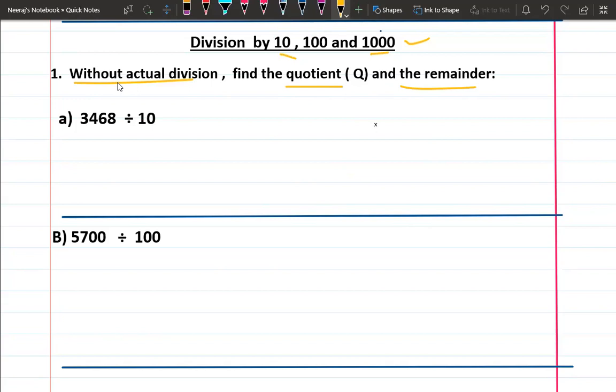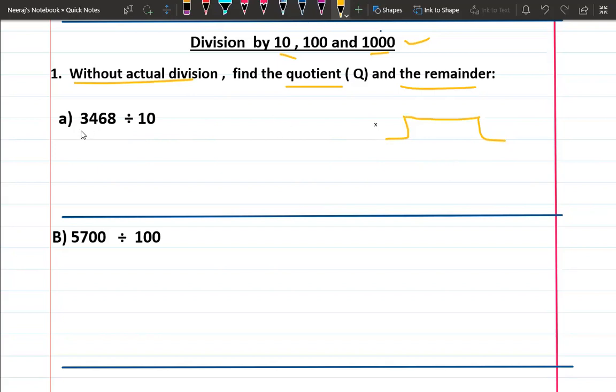Let's start. Firstly, most of the children will solve the question like this. They will do the division, but the question is saying that there is no need to divide. So you have to find the answer without division. If we do it by division, we have to find the answer verbally. But here I am showing it to make you understand how the answer is coming.